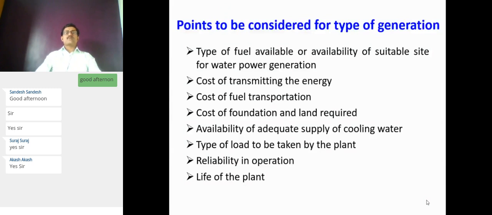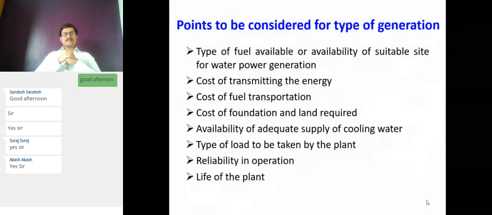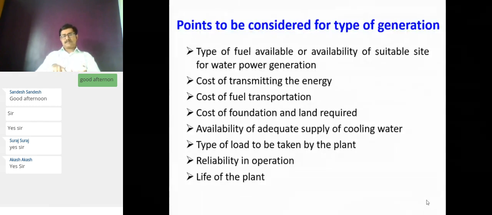Availability of an adequate supply of cooling water. Just now we discussed this in reference to the previous slide, the last point that was mentioned there. The consideration of cooling water is very important for the thermal power plant as well as the nuclear power plant, because both generate steam, and steam is then admitted into the turbine. So water is required for the generation of the steam, and water is required for the condensation of the steam. You need an abundant quantity of water there.